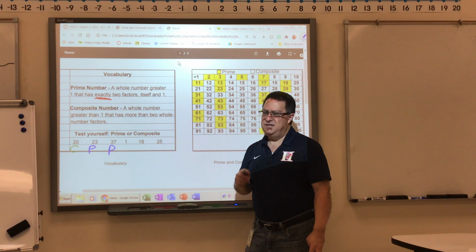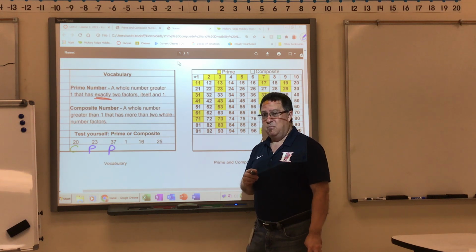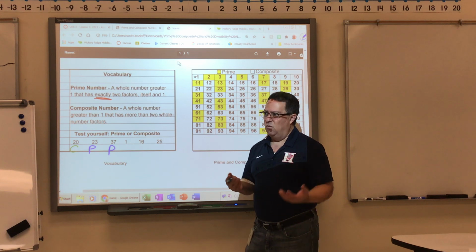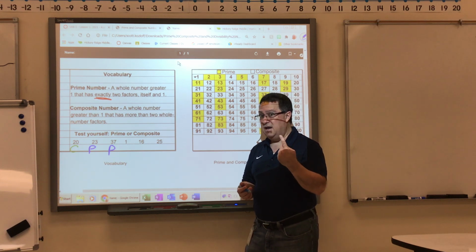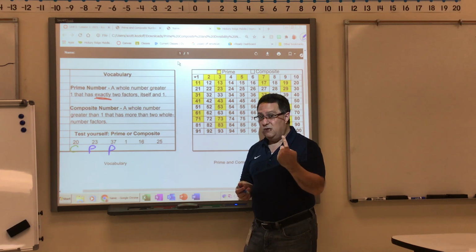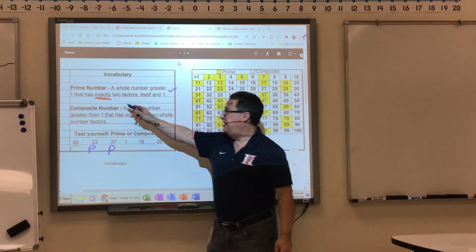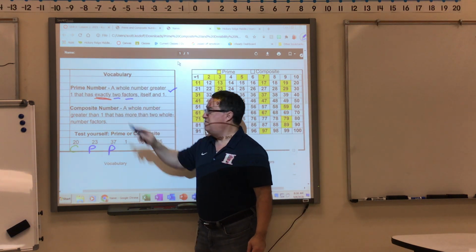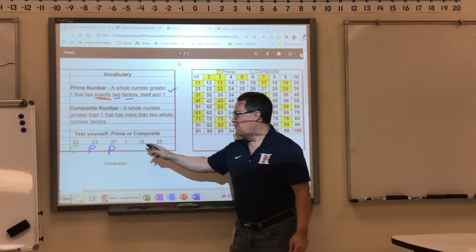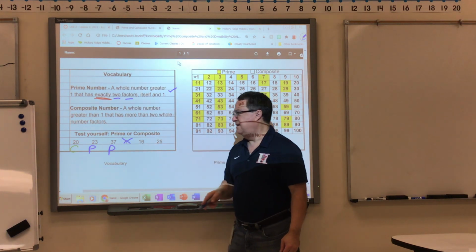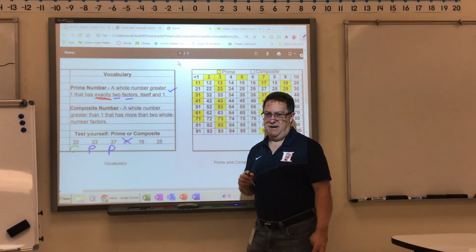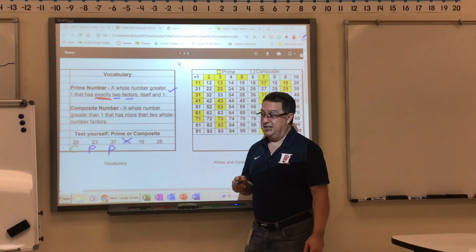Now the number 1 is tricky. You think about the number 1, how many factors does the number 1 have? Well, the only thing to multiply to get to 1 is 1. So the number 1 only has 1 factor, and that does not meet our criteria of having exactly 2 factors. So the number 1 is not composite and not prime. And it's the only number like that.